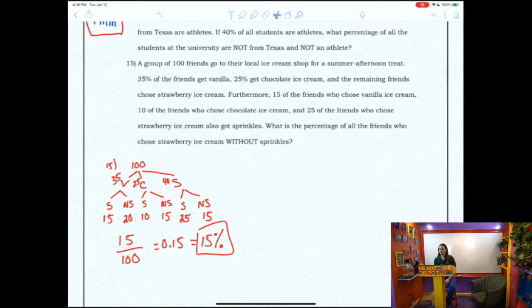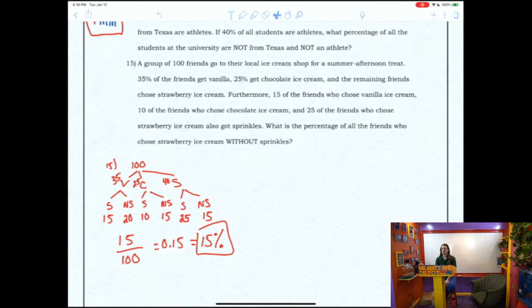From there, we know that 15 friends who chose vanilla ice cream chose sprinkles. If there's a total of 35 people who chose vanilla ice cream and 15 of them chose sprinkles, 20 of them, or 35 minus 15, would have chosen vanilla ice cream with no sprinkles. If 25 of the friends chose chocolate ice cream, and they say 10 of them chose sprinkles, that means 25 minus 10, or 15 friends chose chocolate ice cream with no sprinkles.